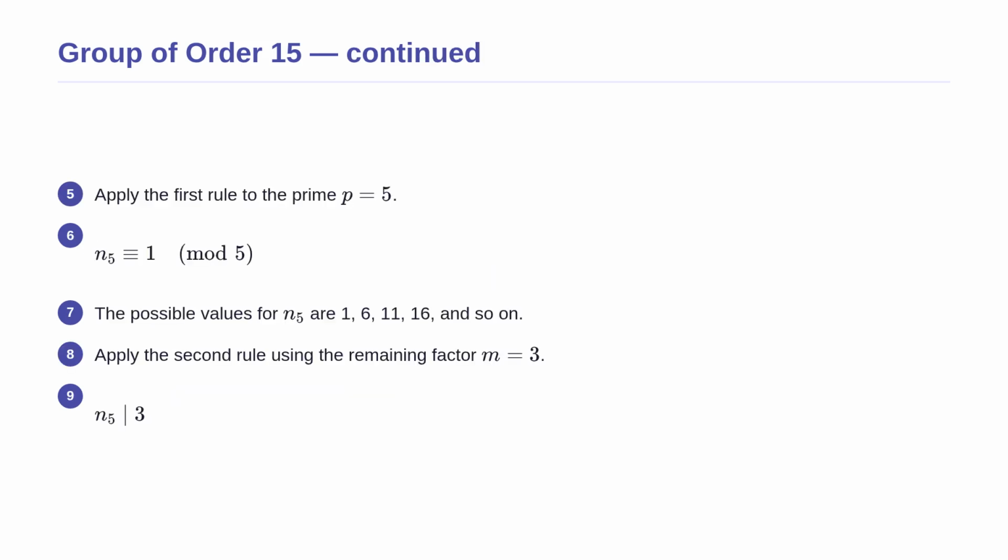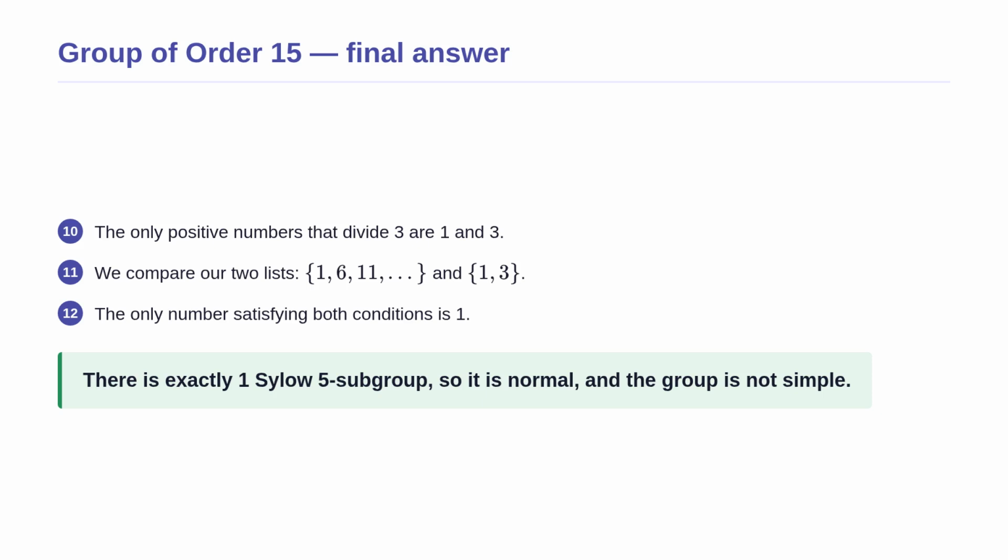Continuing with our prime 5, we apply the first rule of the third Sylow theorem. We know that the number of Sylow 5 subgroups, N_5, must leave a remainder of 1 when divided by 5. This means the possible candidates for N_5 are 1, 6, 11, 16, and so forth. Next, we apply the second rule. The number N_5 must also perfectly divide the remaining part of the group size. Looking back at our factorization, the remaining part M is 3. So N_5 must divide 3 without any remainder. Let us finish this example by finding the intersection of our rules.